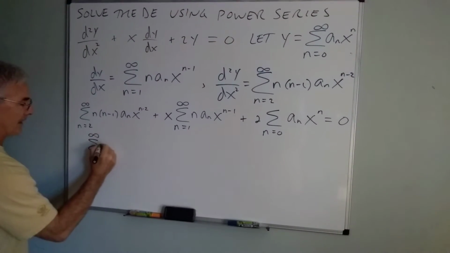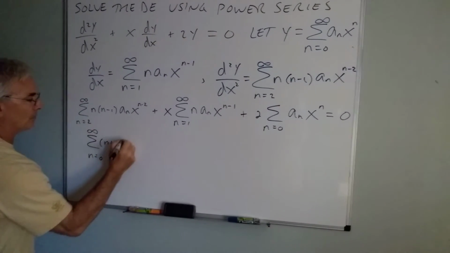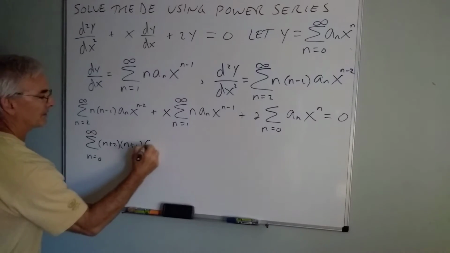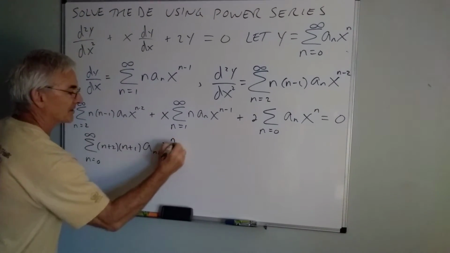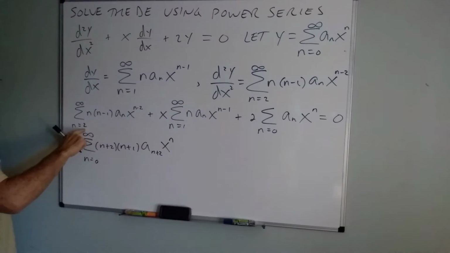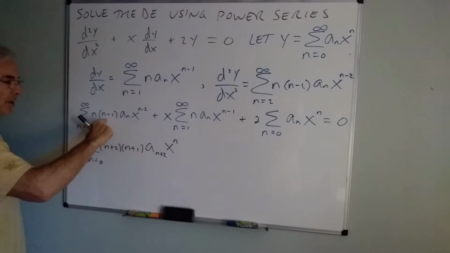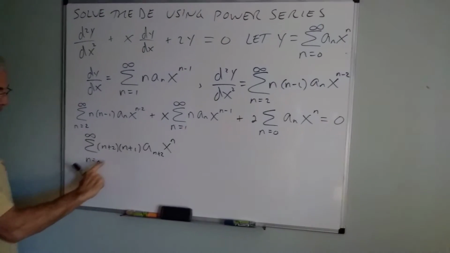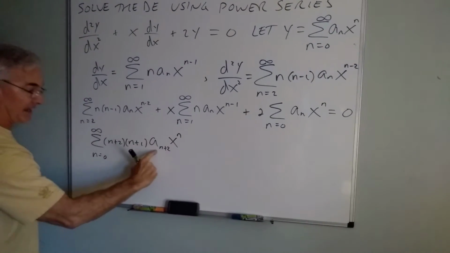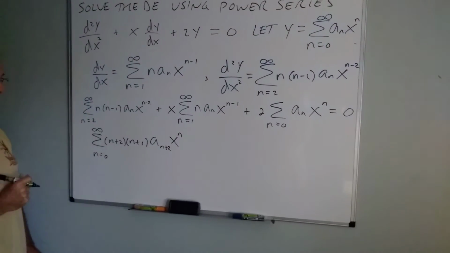So in order to do that, I make that into n plus 2, n plus 1, a sub n plus 2, and this becomes x to the n. Quick check. When n is 2, we'd have 2 times 1, a2 x to the 0. Now at n equals 0, we have 2 times 1, a2 x to the 0. So we did it correctly.